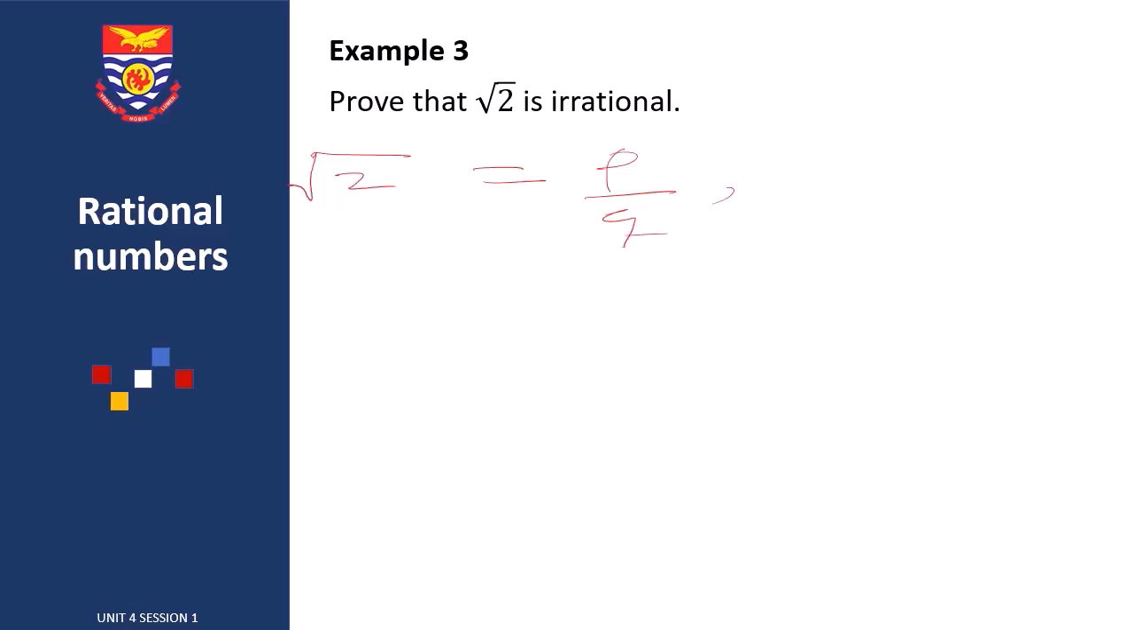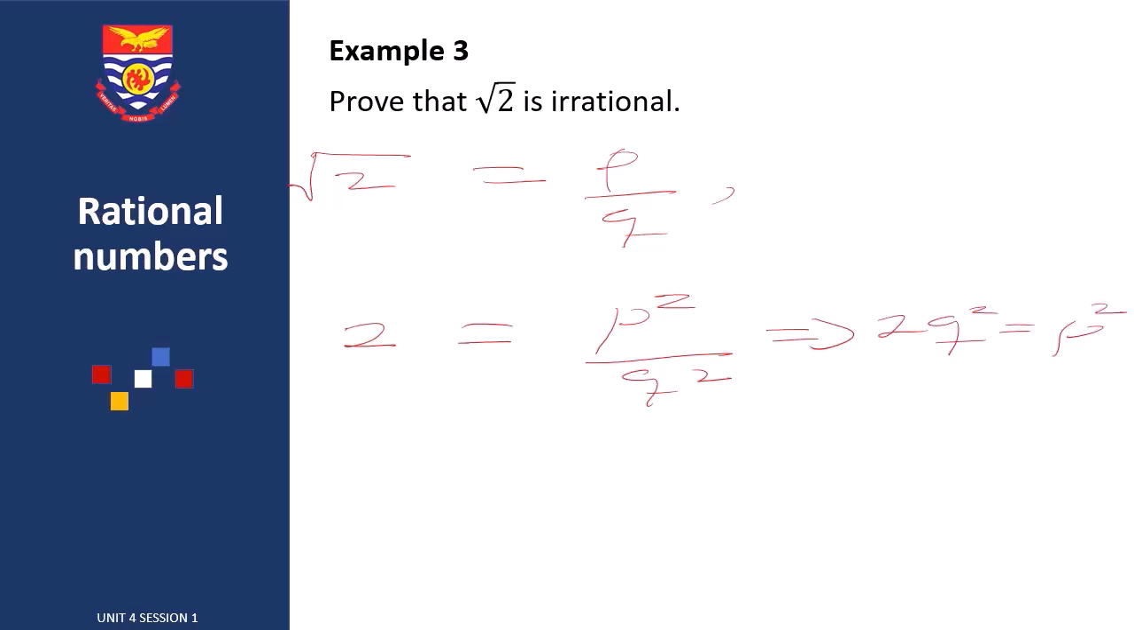You take the square of both sides, you take away the root, so I get 2 to be equal to p square divided by q square. And I think you agree with me. So when I have this one, what can you see? You can see that 2q square will be equal to p square, and that's fine.